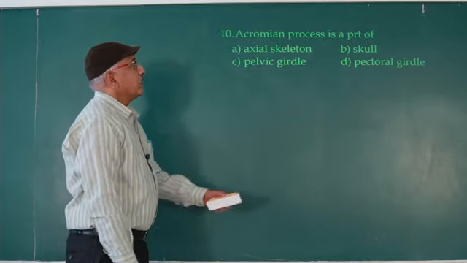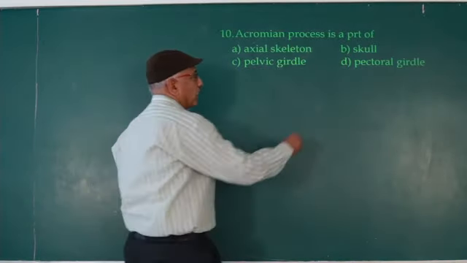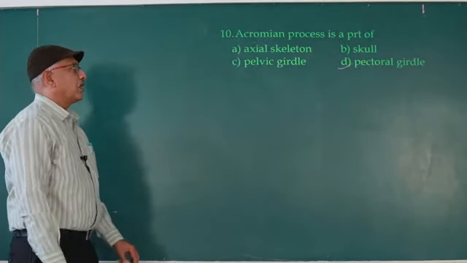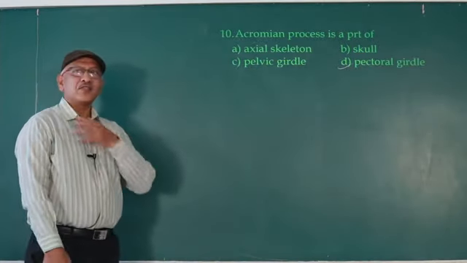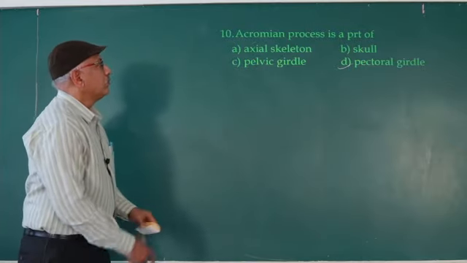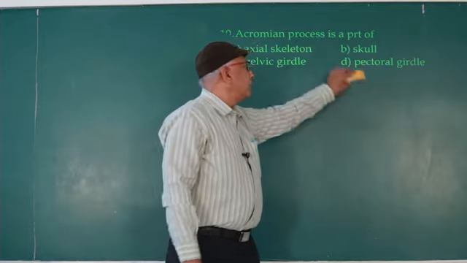Acromion process is the part of pectoral girdle. Clavicle attaches to acromion process. So pectoral girdle.